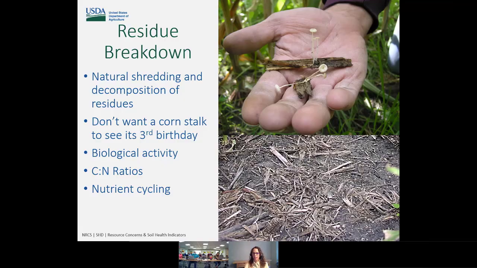And here's a good image of how a corn stalk might reflect a good process of residue breakdown, where you actually have evidence of fungal associations and fungus in there physically breaking down the material.